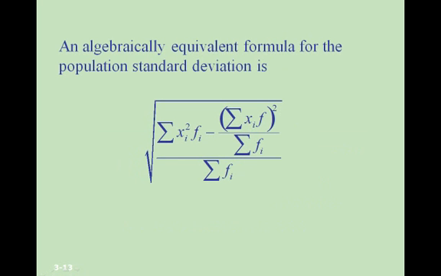Here we have an algebraically equivalent formula for the population standard deviation, sort of like our computational formula we used in the last section.